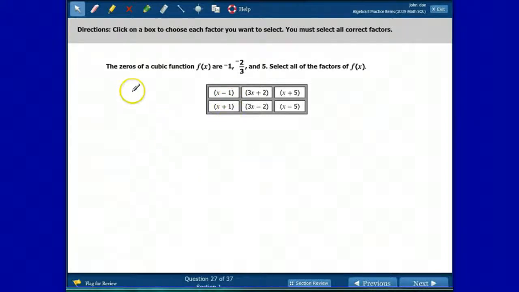Alright, so what are we doing with this one? The zeros of the cubic. Oh, this is going to be an easy question for my group.